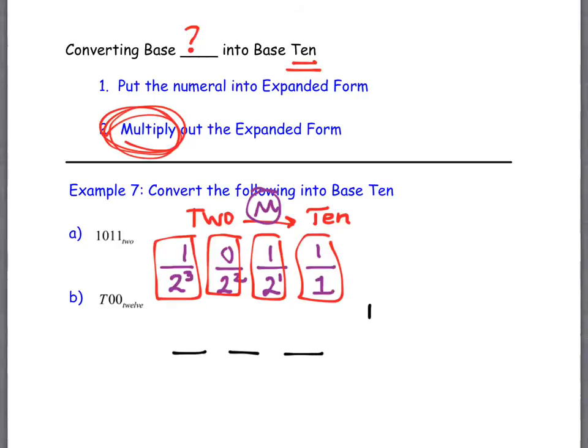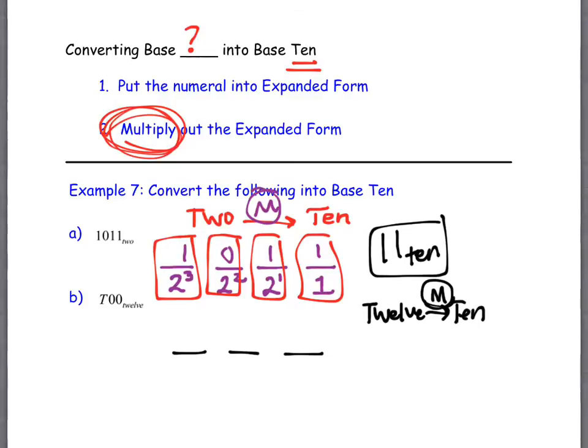I'm also still going from base 12 into base 10. In fact, I'm going to write down here the answer from above, because we're going to compare something in a minute. This is 11 base 10. Okay, 12 into 10. And anytime I turn something into base 10, I multiply, right? So I'm going to be multiplying.